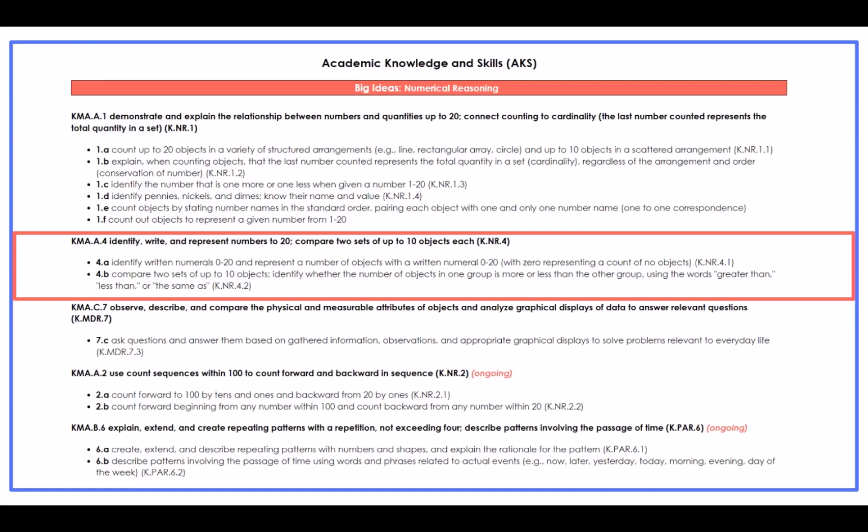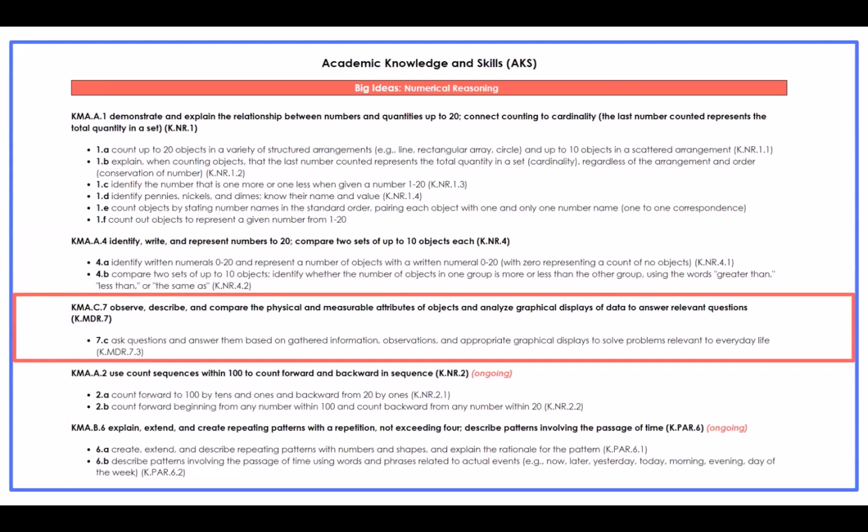Unit 3 is the first time IOA 4.B is introduced. With this indicator, students compare two sets of up to 10 objects in authentic situations. They should identify whether the number of objects in one group is more, less, or equal to the other group. Students should not use symbols, but instead use the vocabulary words greater than, less than, or the same as.